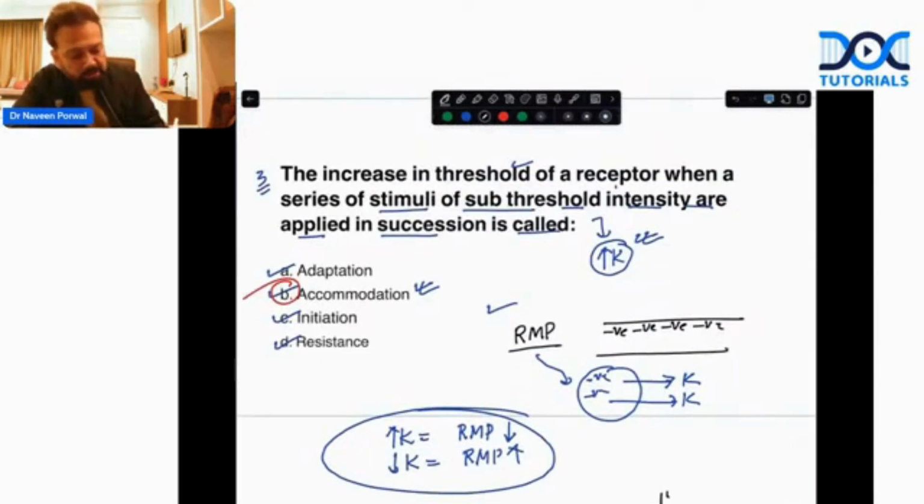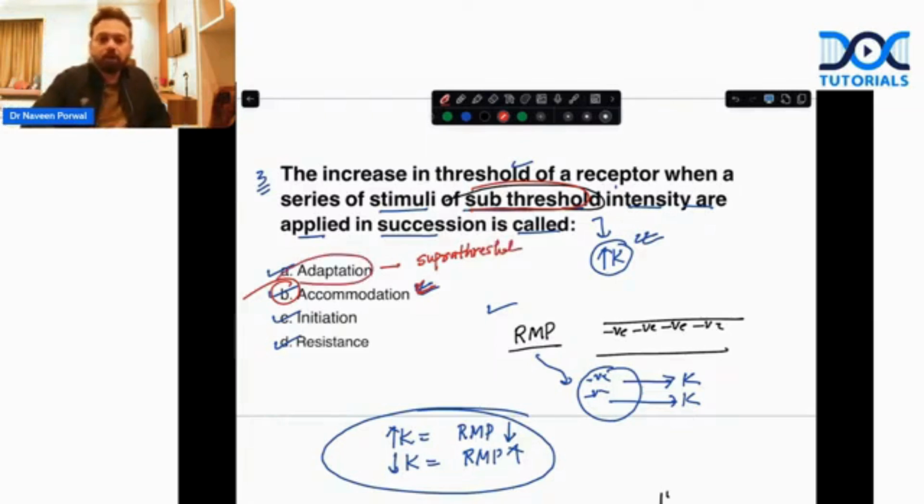So whenever you get the word subthreshold in your exam, just remember one word. If there is a subthreshold stimulus, the answer will be accommodation. If there is a suprathreshold stimulus that will not allow action potential, then the answer will be adaptation. So adaptation is when there is a suprathreshold stimulus, and accommodation is when there is a subthreshold stimulus. Okay, doctor?